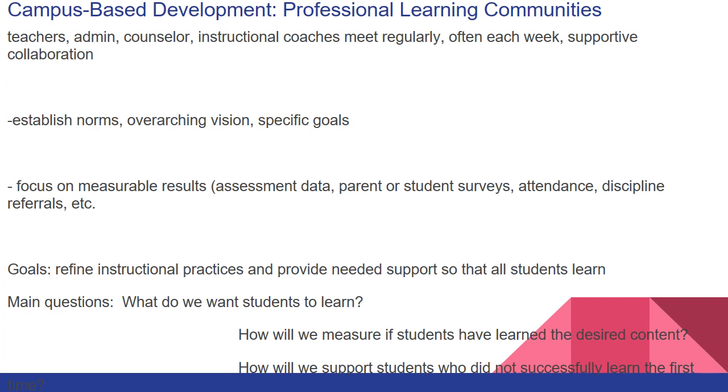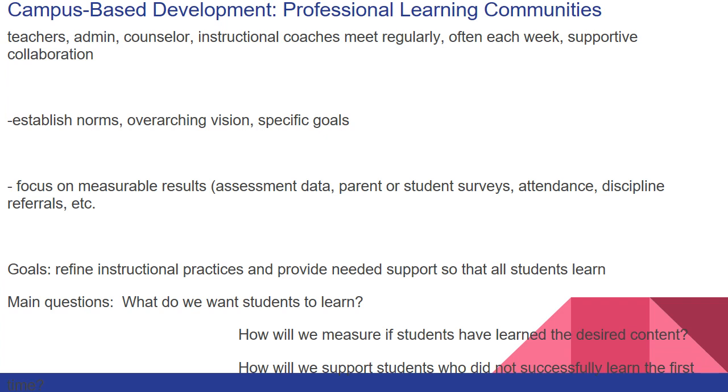Also, the professional learning communities prioritize the establishment of norms of how they will behave as a committee, how they will work together to make sure that their goals are being successfully completed. They'll establish an overarching vision, and they'll also establish specific benchmarks or goals that they'll try to achieve along the way throughout the academic year.